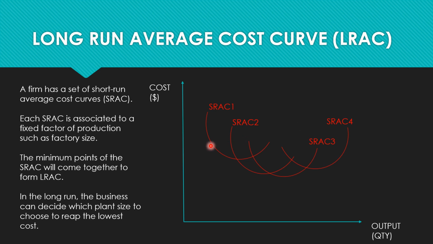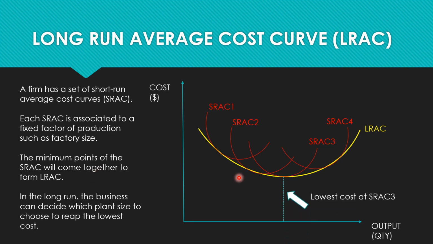Now the minimum points of each SRAC come together and allow us to form the LRAC. You can see that the LRAC here is like an envelope of the minimum points of the SRAC. In the long run, the firm can decide which plant size to adopt to reap the lowest cost. This part here will enable us to get the lowest cost at SRAC 3, so probably three factories here.